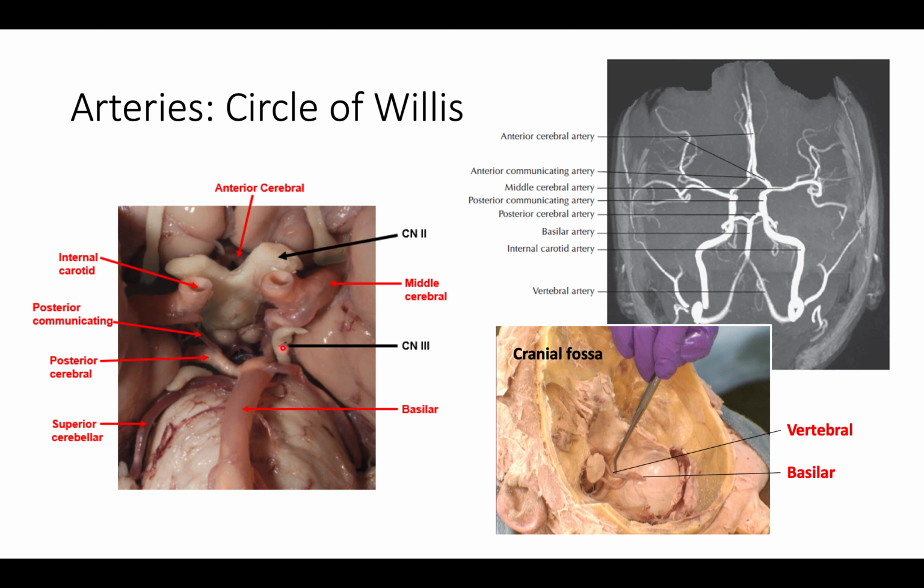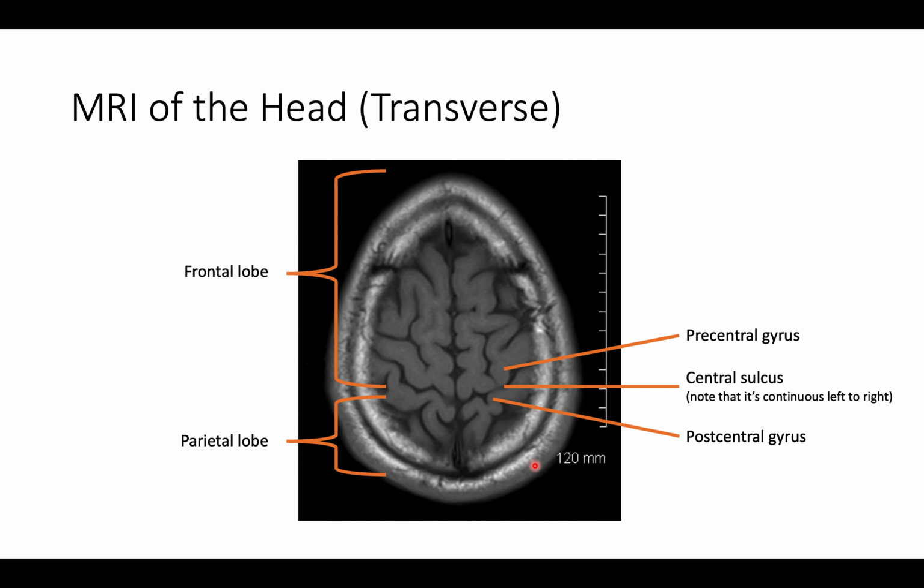So here's that cranial nerve 3 again, between that posterior cerebral and that superior cerebellar. Here's that internal carotid. You can kind of barely see anterior cerebral. Here's the posterior communicating. And just be able to also label it on an angiogram as well. Here's the MRI, a transverse section.